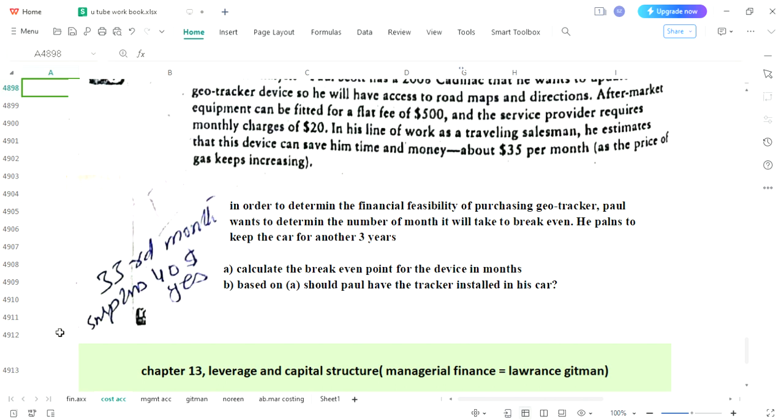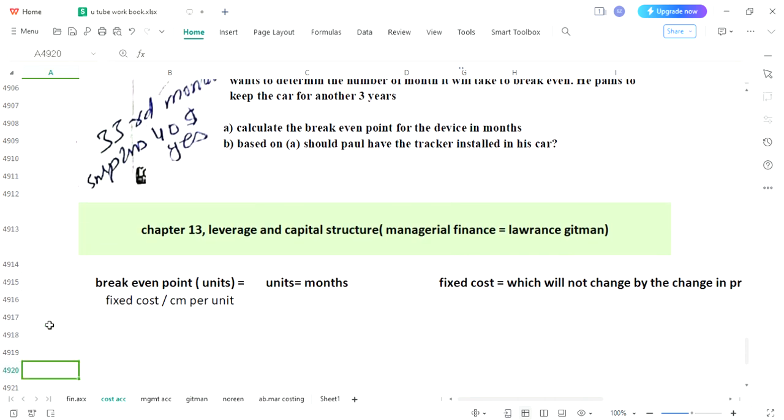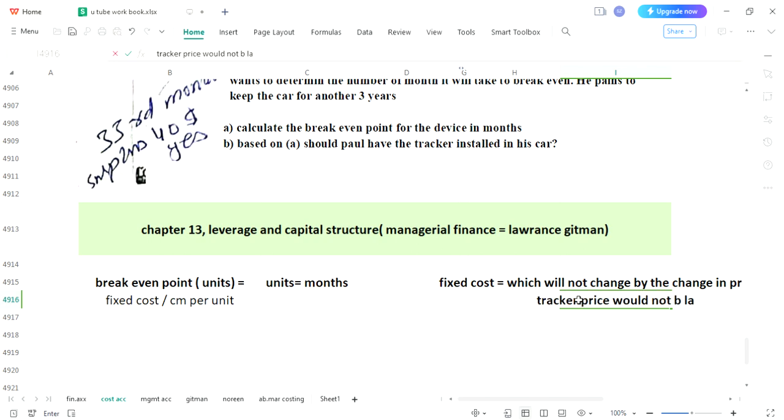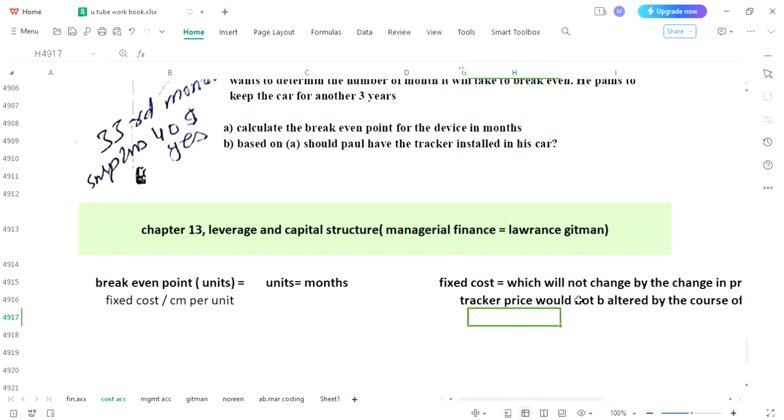So this is fixed cost, and our definition is exactly following this: fixed cost will not be altered by changing the number of units. You can see that the tracker price would not be altered by the course of time. What does that mean? No matter how many months this tracker is used, this 500 is already paid. So that is why it has been considered as your fixed cost. Kindly make your mind to understand this fact.